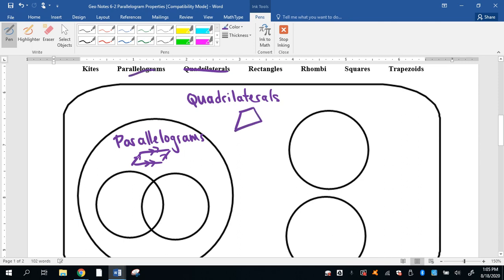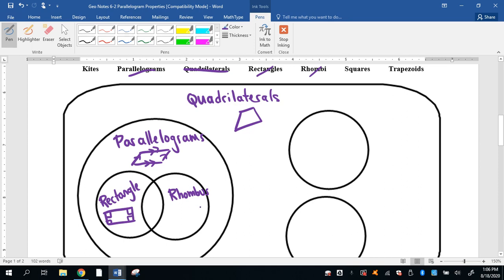Okay, a parallelogram could specifically be a rectangle. Not all parallelograms are rectangles, but all rectangles are parallelograms. Now, a rectangle is a parallelogram with four right angles. That's the definition of a rectangle. And a rhombus is a type of a parallelogram. All rhombi are parallelograms, and not all parallelograms are rhombi.